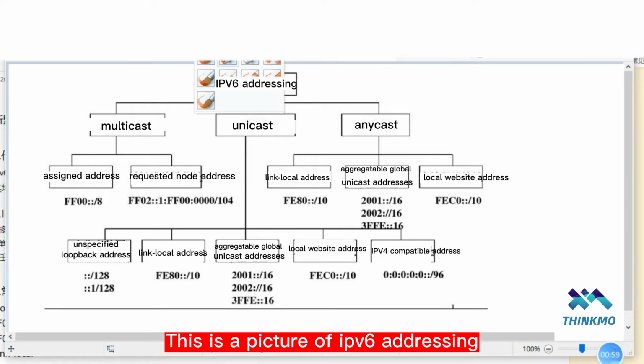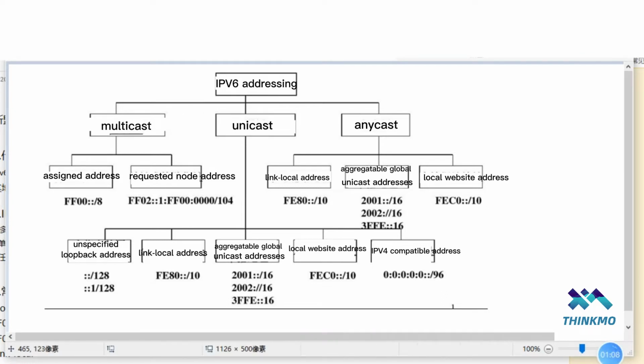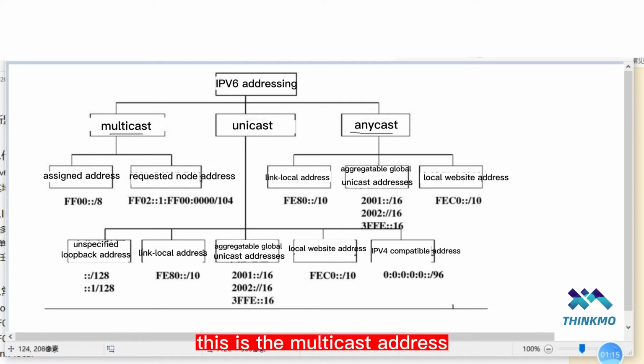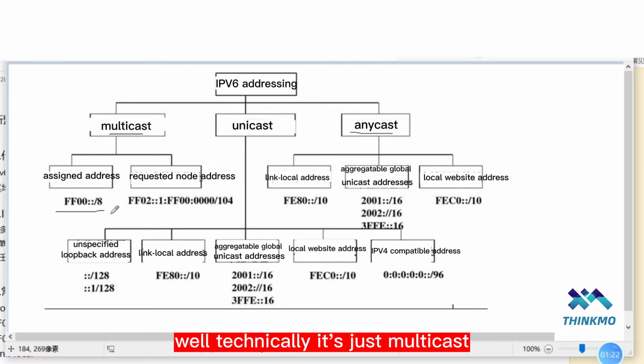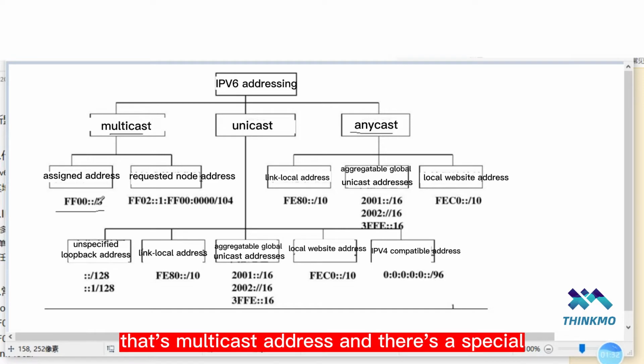This is a picture of IPv6 addressing. IPv6 addresses fall into three categories: multicast, unicast, and anycast address. The multicast address is first. The assigned prefix is FF00::/8. This is the multicast address. Technically it's just multicast, because IPv6 has no concept of broadcast. Among other things, that's the multicast address, and there's a special one.